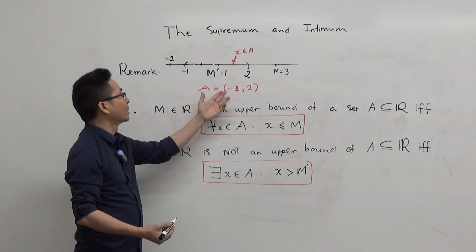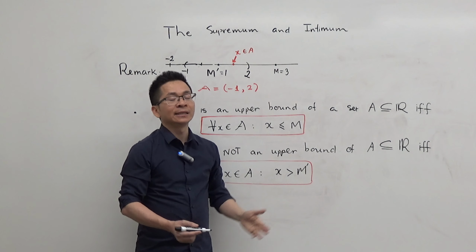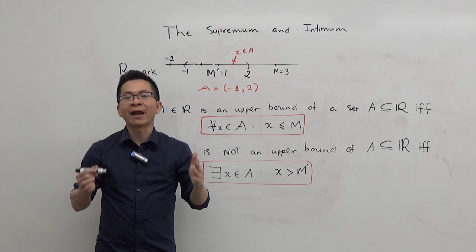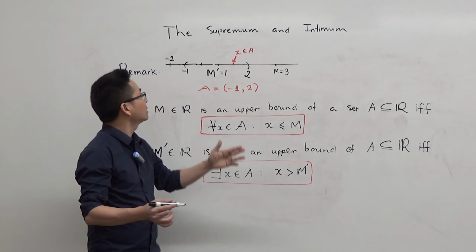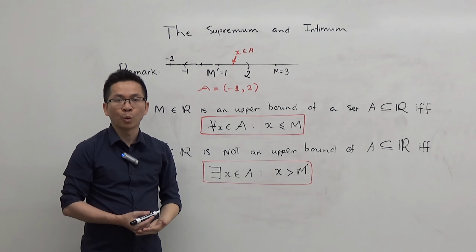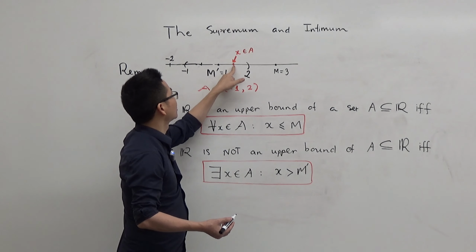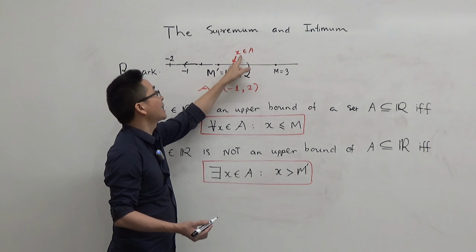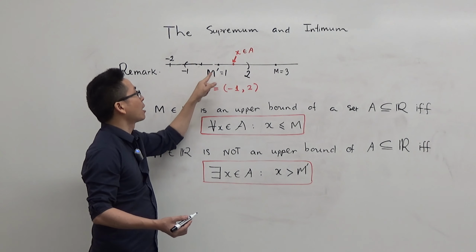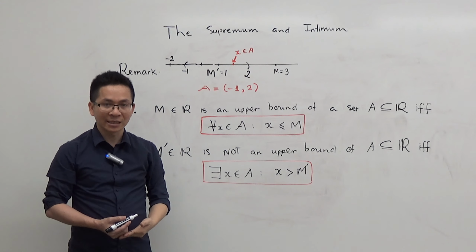Here, A is the open interval (-1, 2). We can see that m equals 3 is an upper bound of this set because 3 is greater than or equal to every element of the set. However, m prime equals 1 is not an upper bound of this set. Why? Because we can find some element x in A such that x is strictly greater than m prime. For example, x equals 1.5. Then it is in A and it is strictly greater than m prime. Therefore, m prime is not an upper bound of the set A.